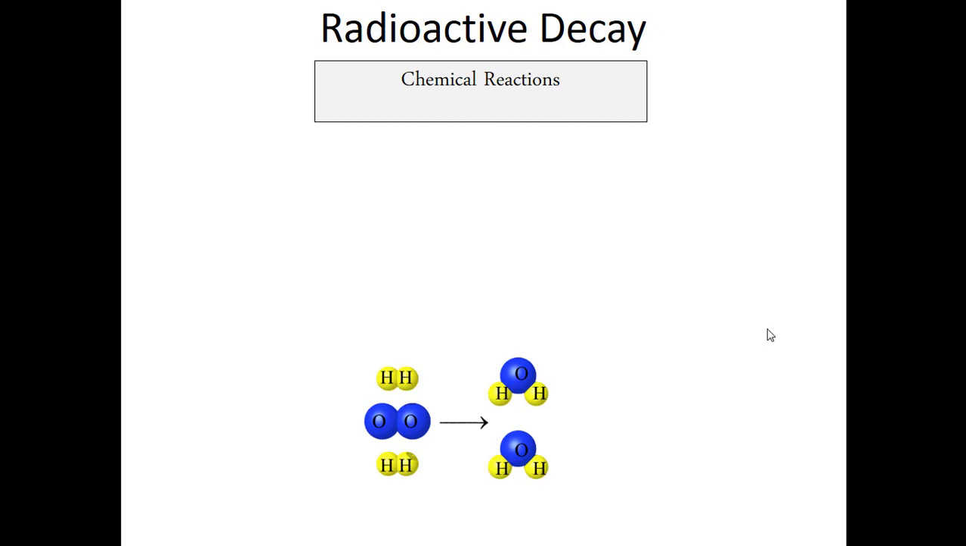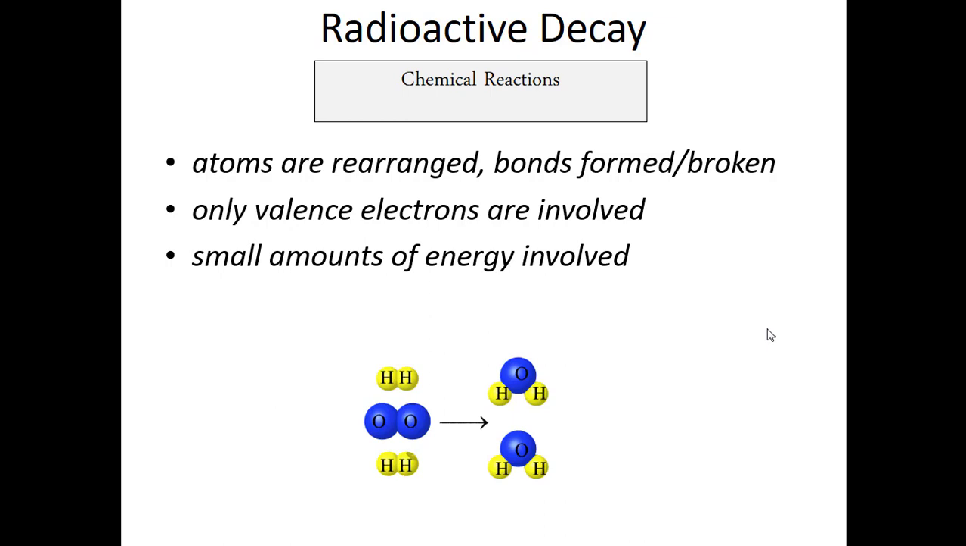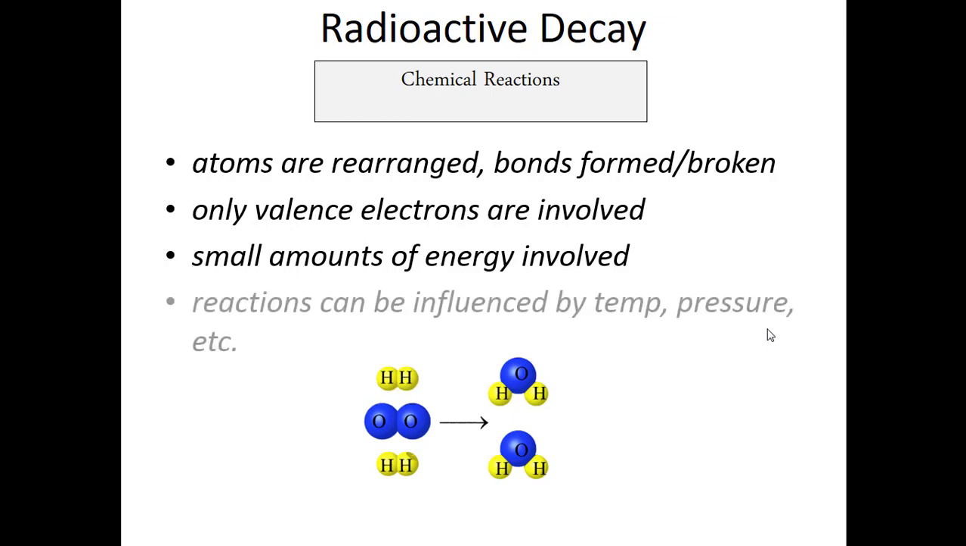Radioactive decay involves a chemical reaction, and in dealing with this chemical reaction, we have atoms which are rearranged, and bonds that are formed and broken. Also, with chemical reactions, remember, only valence electrons are involved. That's all we focus on, whether they're being transferred or shared. Small amounts of energy are involved. When dealing with that transfer, or intermolecular forces or intramolecular forces, we do have small amounts of energy there. And reactions can be influenced by external variables such as temperature, pressure, and so on and so forth. Some things that we talked about throughout the whole entire year.